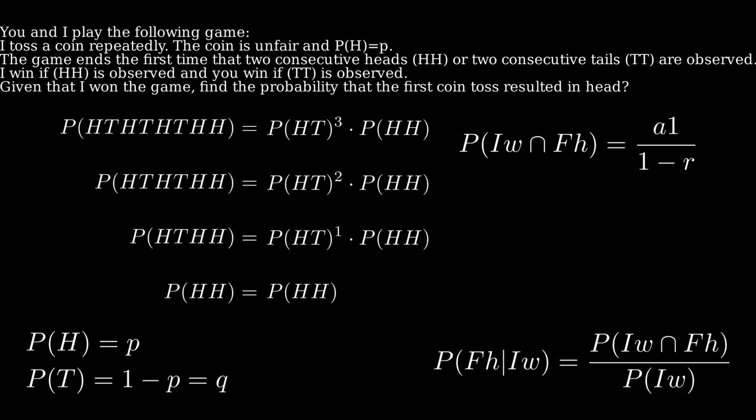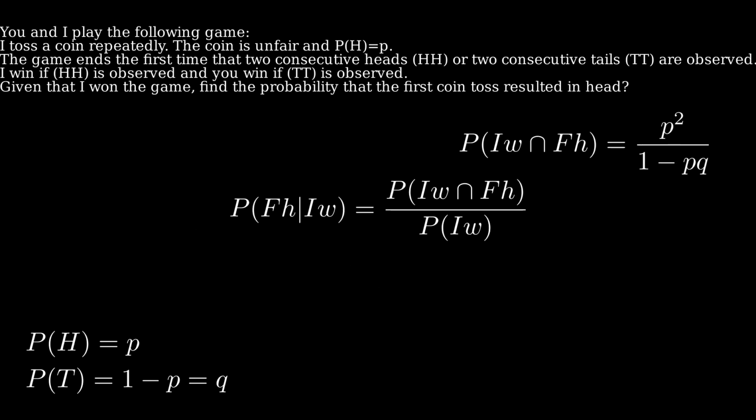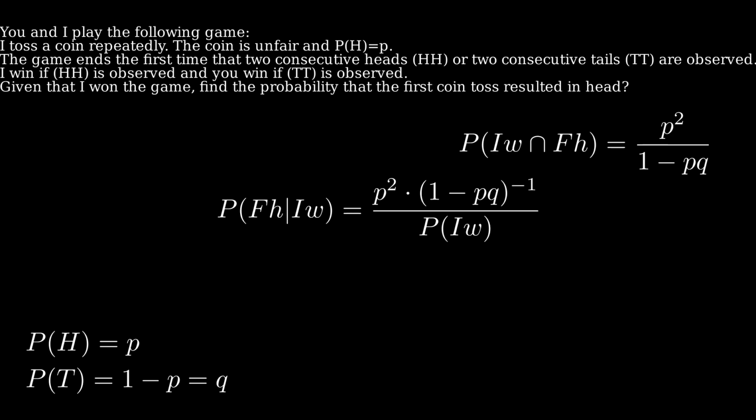A1 is the first term of the sequence. Here it is P of HH. R, the ratio of the sequence. Here it is P of HT. Now, let's update our main equation. In order to finish our main equation, we just need P of I win.